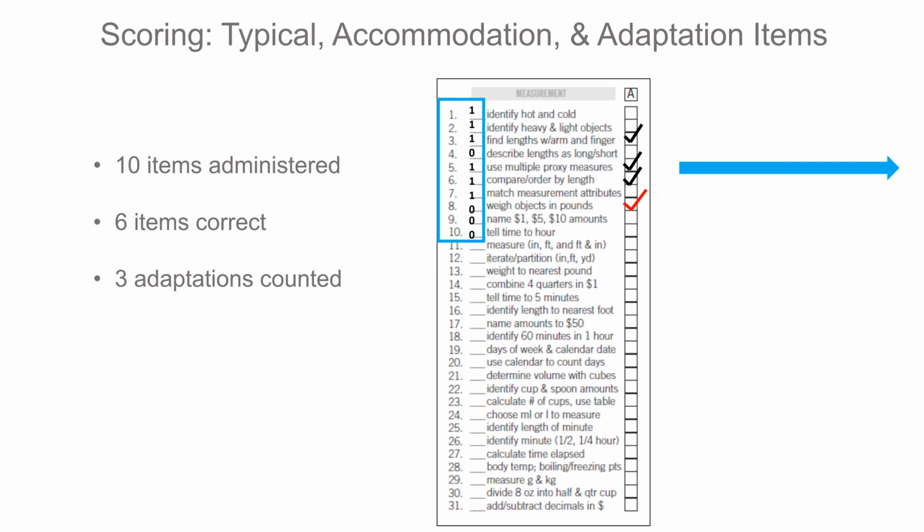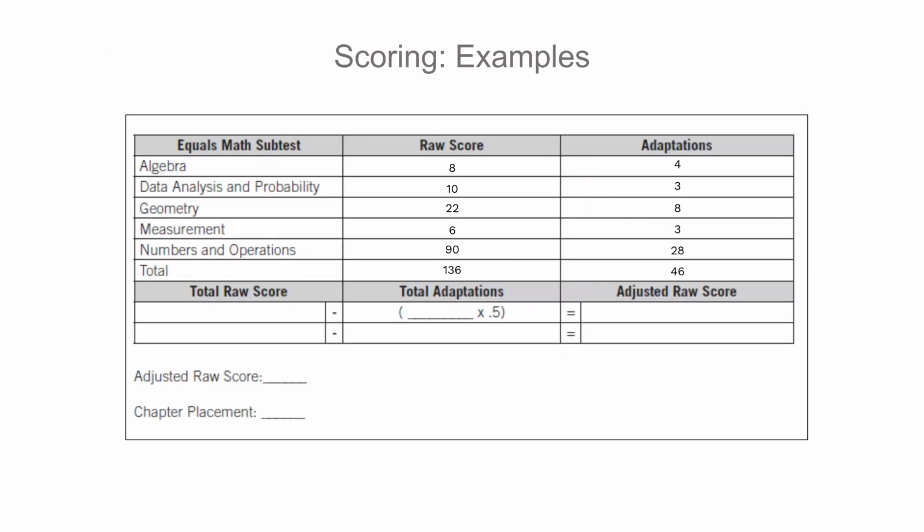Here are these already, I counted these up. I've got 1, 2, 3, 4, 5, 6 here. I've got 3 items that are adapted items, not counting the red one, right? So here, this is the subtest. I've got 3 adaptations here. I got 6 items correct in the measurement subtest. That's where we were. So now, there's my 3, right?